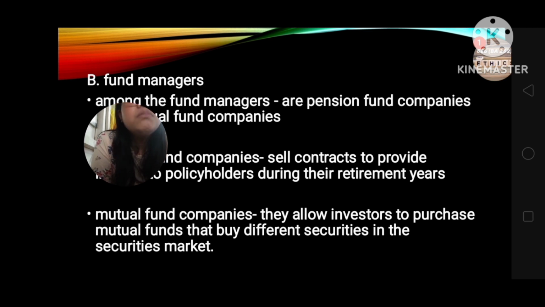So in pension fund companies, when an employee retires at the conclusion of their employment, the capital in their pension fund is used to pay them a pension. And the mutual fund company is a corporation known as a mutual fund that pools the funds from numerous participants and uses them to buy securities like stocks, bonds, and short-term loans.